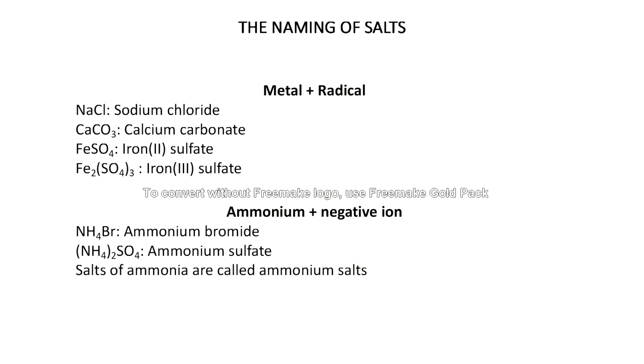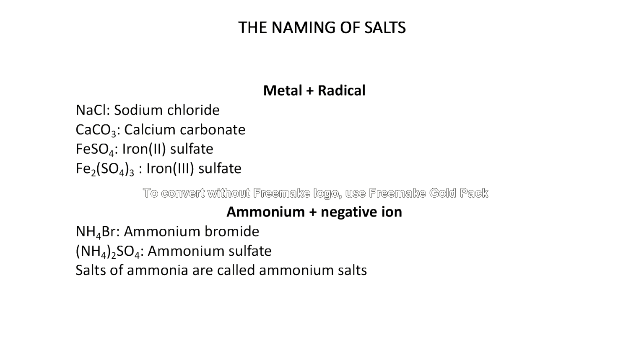The naming of salts. To name a salt, we first need to recognize whether we have a metal or an ammonium compound. The ones above are metal salts. So we have sodium chloride. The metal is sodium and the radical is chloride. The second one is calcium carbonate. The radical is carbonate, the metal is calcium.